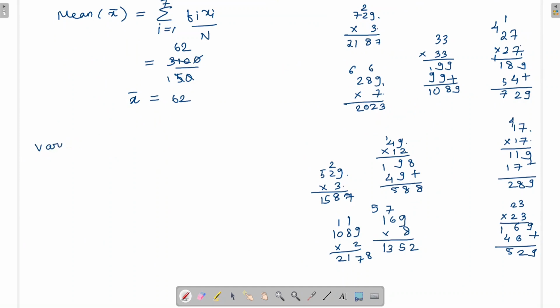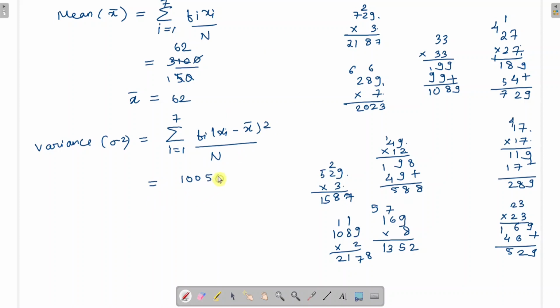Okay, let us calculate the variance. So variance, which is nothing but sigma square, is equal to summation i going from 1 to 7 fi times xi minus x bar the whole square divided by n. So the sum is what?